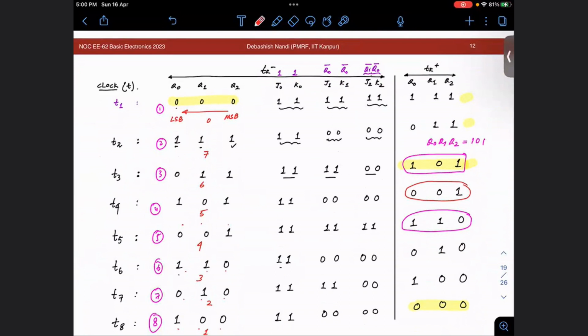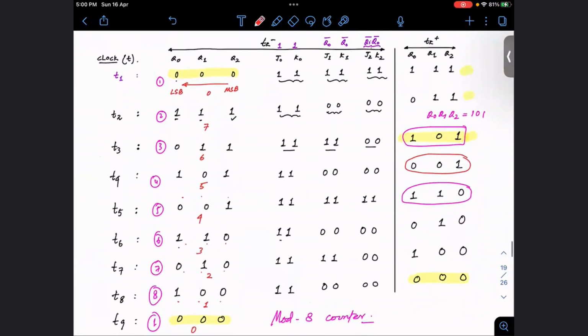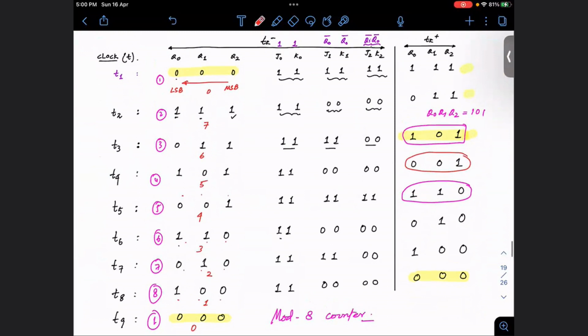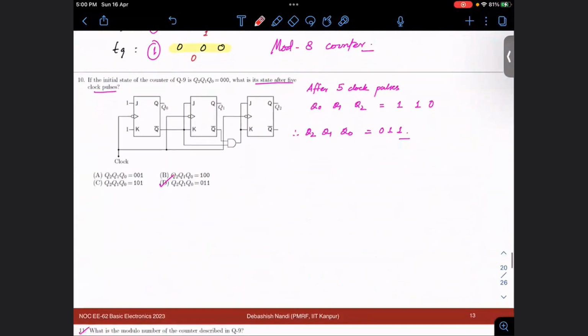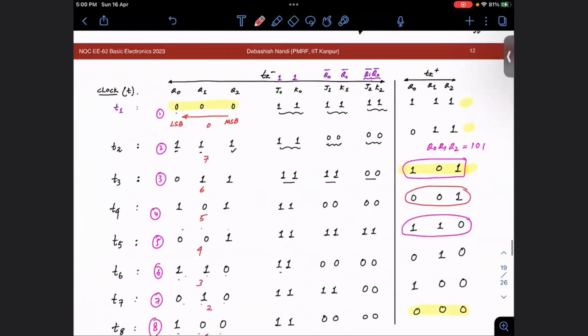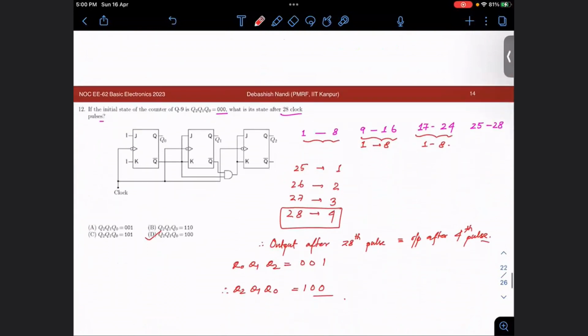In this detailed state table, after several calculations, you will find that after some time these states are repeating. At that time, you will find out the modulus of this counter. Also, after any number of clock pulses, you can calculate the status or state of your output. Once you prepare this table, you see that problem number 9 to problem number 13 just took around 2 to 3 minutes to solve.